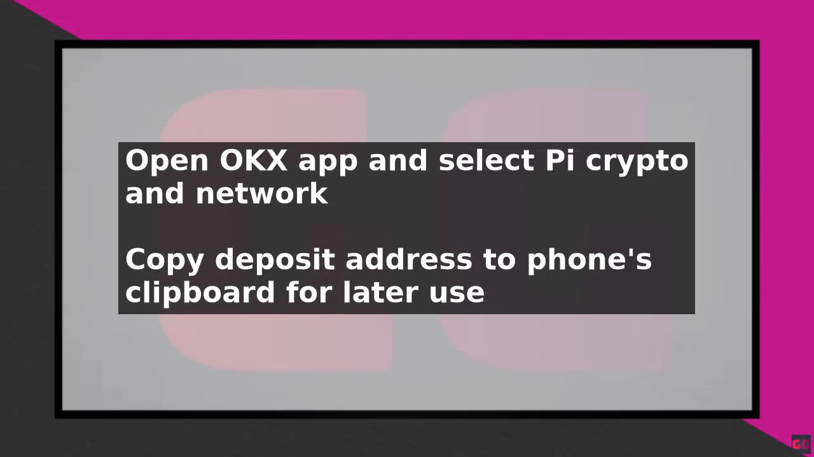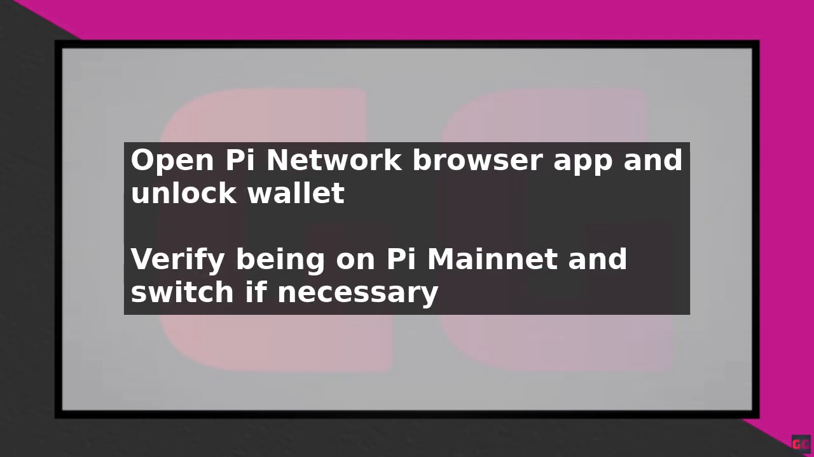To connect the Pi network to OKX, start by opening the OKX app and selecting the crypto, which in this case is Pi, as well as the Pi network. Ensure both the crypto and network are set to Pi. Then proceed to the deposit details section where you will find a QR code and deposit address. Copy the deposit address to your phone's clipboard. Before proceeding, note the minimum deposit requirement, which is likely achievable.